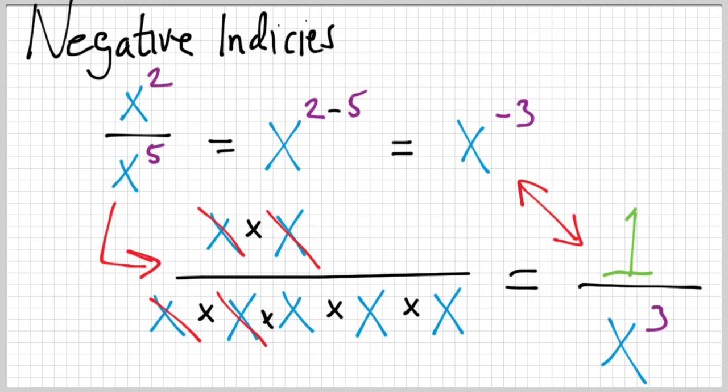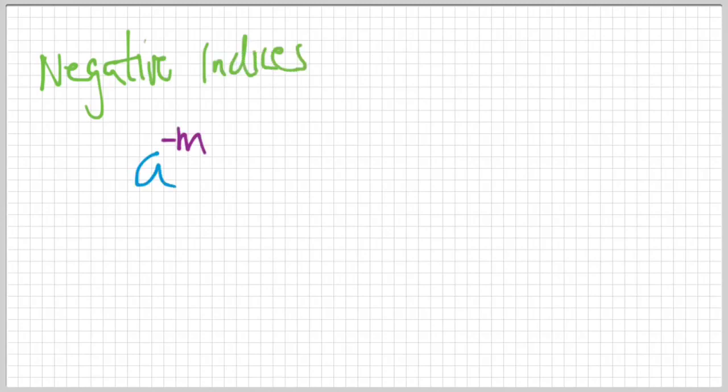So this brings us to our last index law regarding what we do when we get a negative power like this. We can actually make it positive by putting this whole index notation underneath the bottom of a fraction, or basically swapping it to the other side of the fraction. So the index law looks like this. If you have a base to a negative exponent, then you can rewrite that as 1 over the same base to the positive exponent.